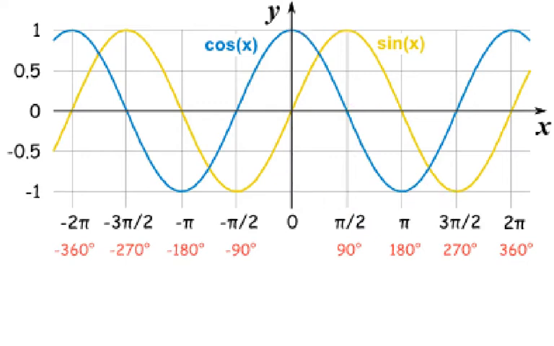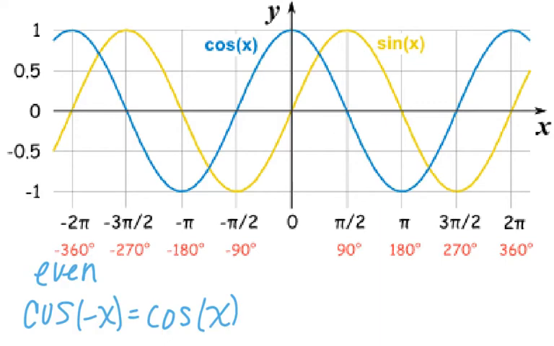The last thing I want to point out is the symmetry of the sine and cosine functions. The cosine function has symmetry about the y-axis. That makes it an even function. An even function means that if I change the sign of the input, it doesn't change the sign of my output. So cosine of -x equals cosine of x.